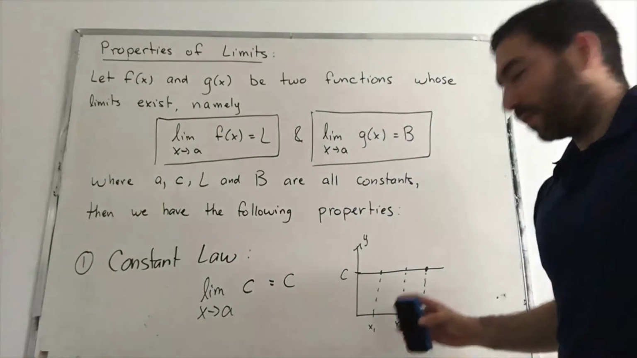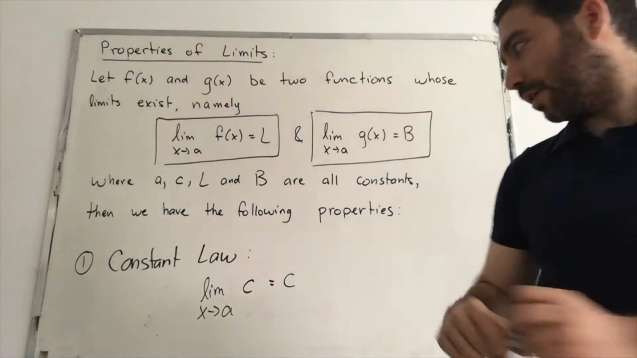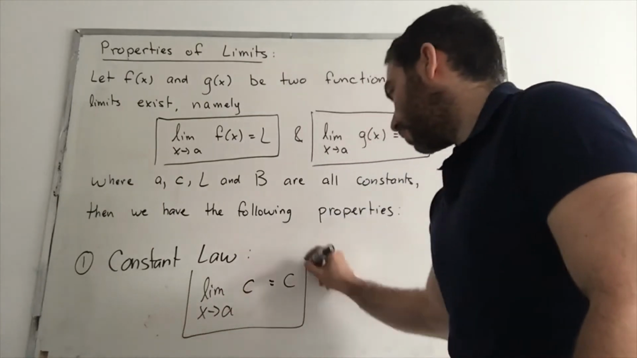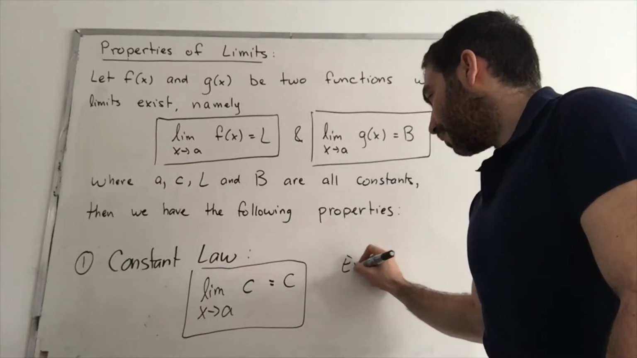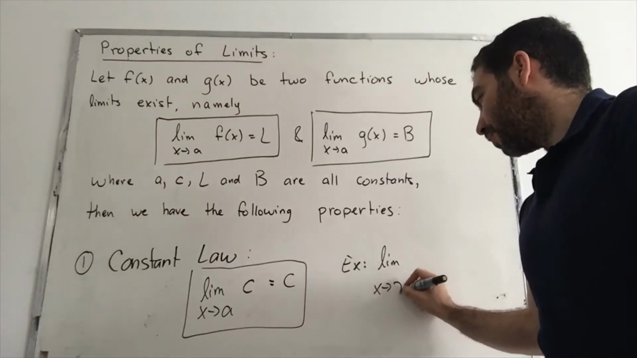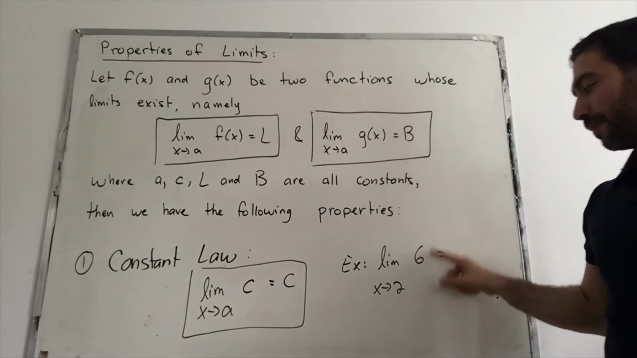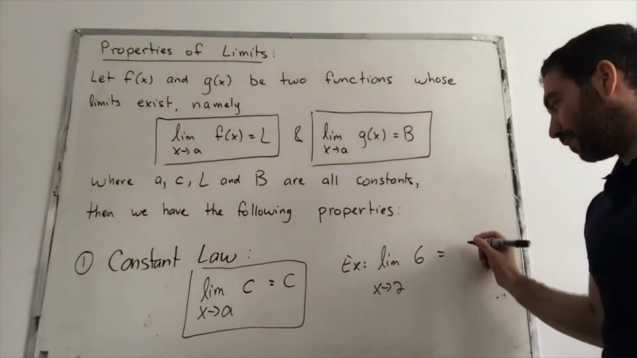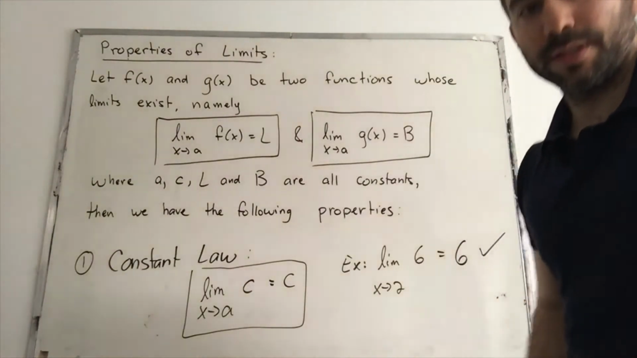Okay. If we look at a quick example, this is the property. An example of this would be, let's take the limit as x approaches 2 of 6. Well, x is approaching 2, but the constant function is always 6, so the answer of this limit would be just 6. Okay, let's take a look at other properties.